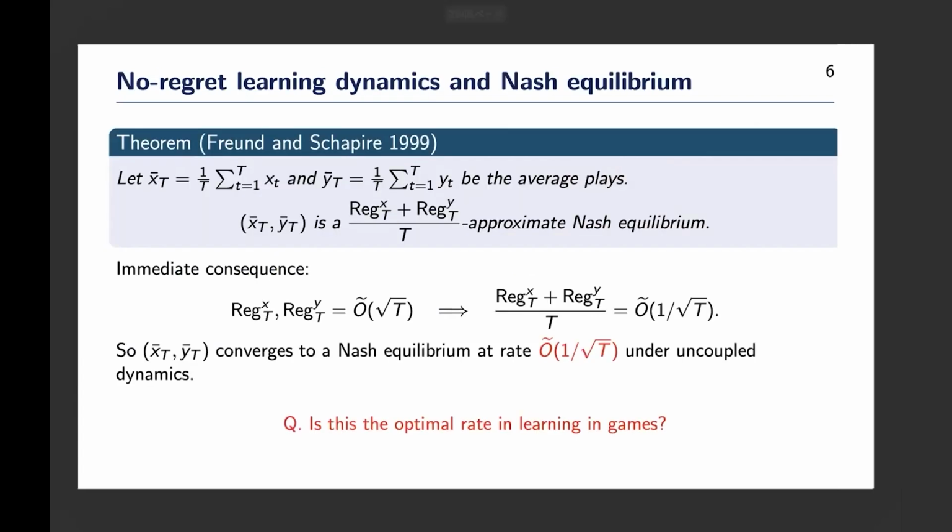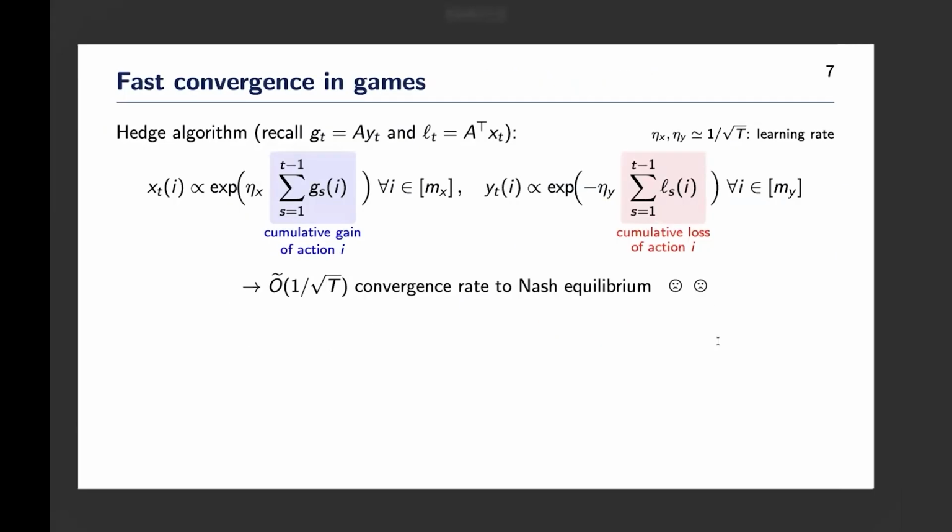So now we are interested in whether this convergence rate is optimal in games. In online learning, we cannot get a better rate. In online learning, one can construct an instance where we cannot improve the regret upper bound of square root T. But what happens in the case of games? In fact, it's known that we can improve the regret.